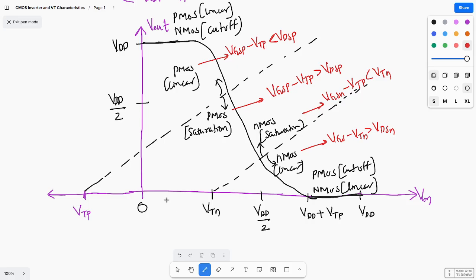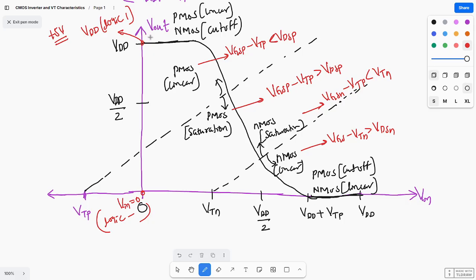From this I can conclude that when input voltage is zero, how much output voltage are you getting? VDD. VDD is basically, if you consider, 5 volts. In digital we call this logic 1. When you are giving logic 0, you are getting logic 1.